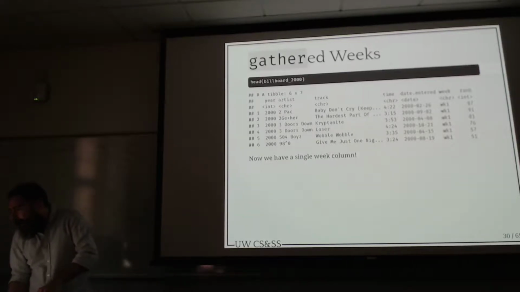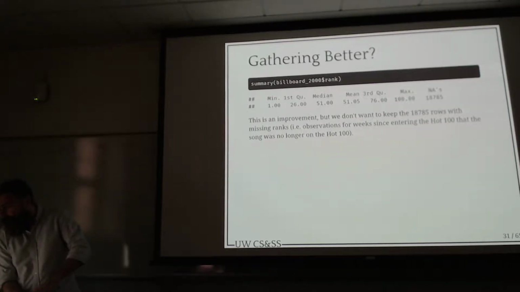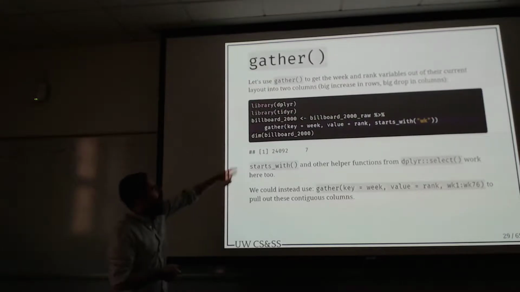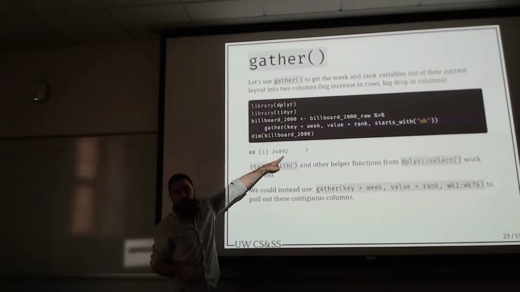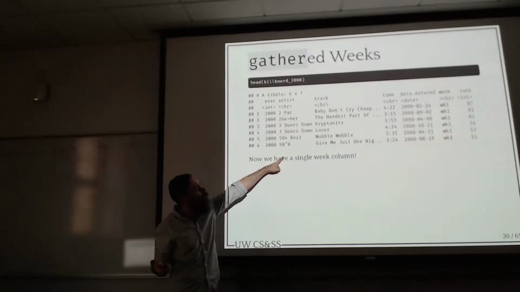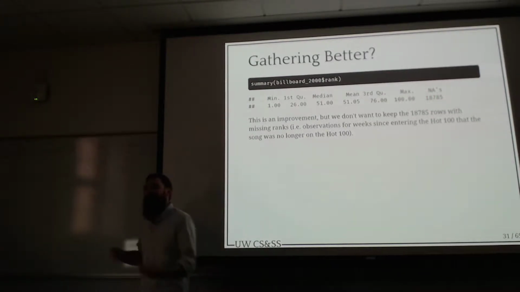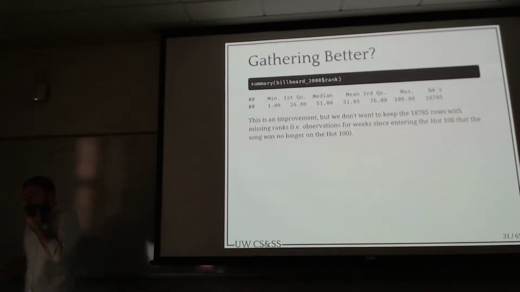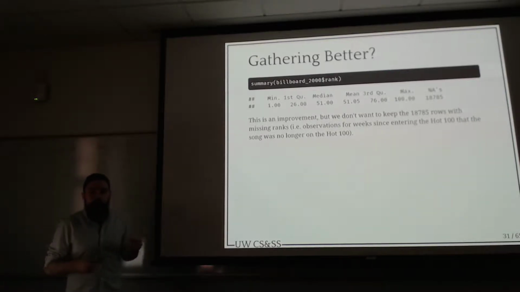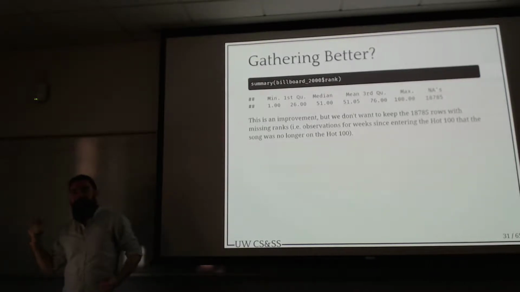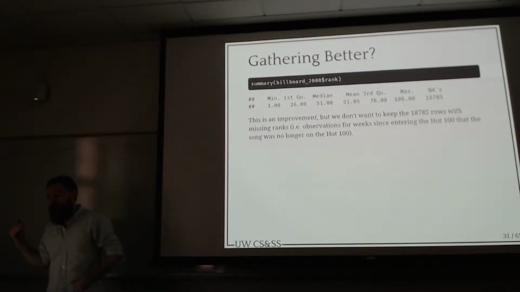Okay. So, if I do a summary on the rank for Billboard 2000, we will see that even though this is 24,092 observations, 18,785 of them have an NA for rank. The reason for that is we took all of those songs that were only on the chart for short periods of time and still generated a row for every single one of them even when they were not on the chart.